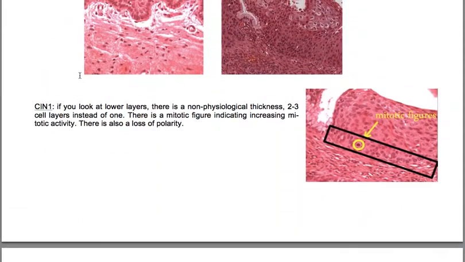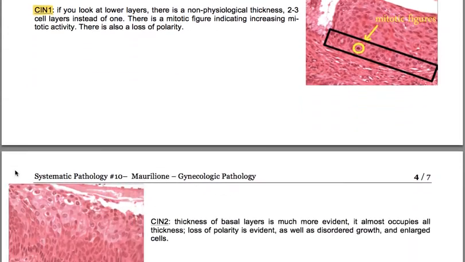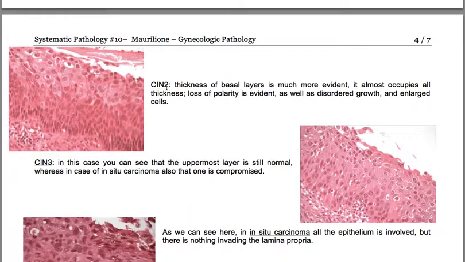Scene 1, if you look at lower layers, there is a non-physiological thickness to 3 cell layers instead of 1. There is a mitotic figure indicating increasing mitotic activity. There is also a loss of polarity. Scene 2, thickness of basal layers is much more evident. It almost occupies all thickness. Loss of polarity is evident as well as disordered growth and enlarged cells.